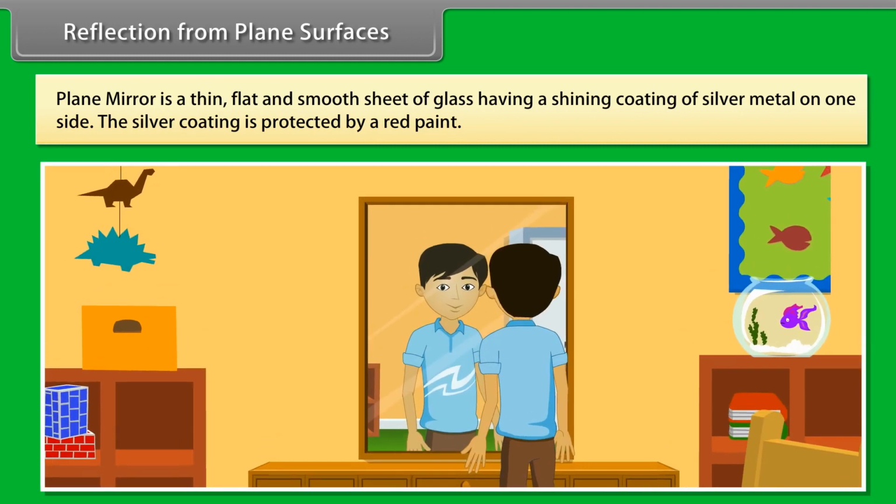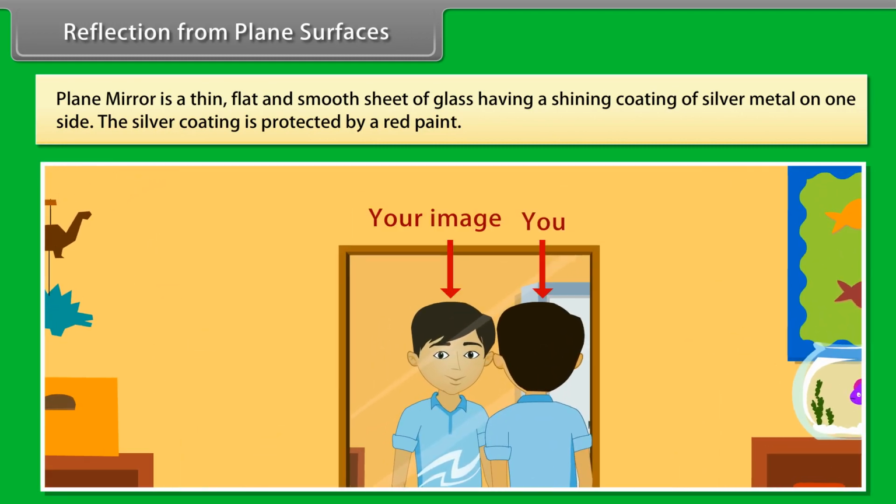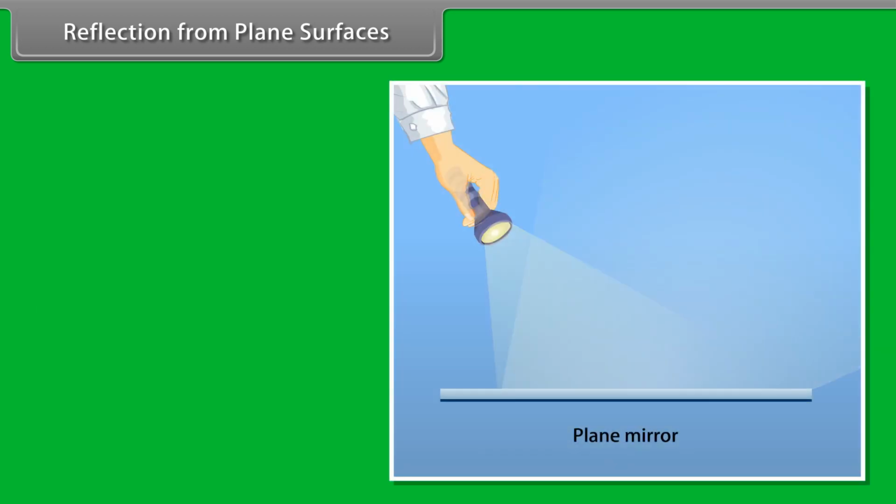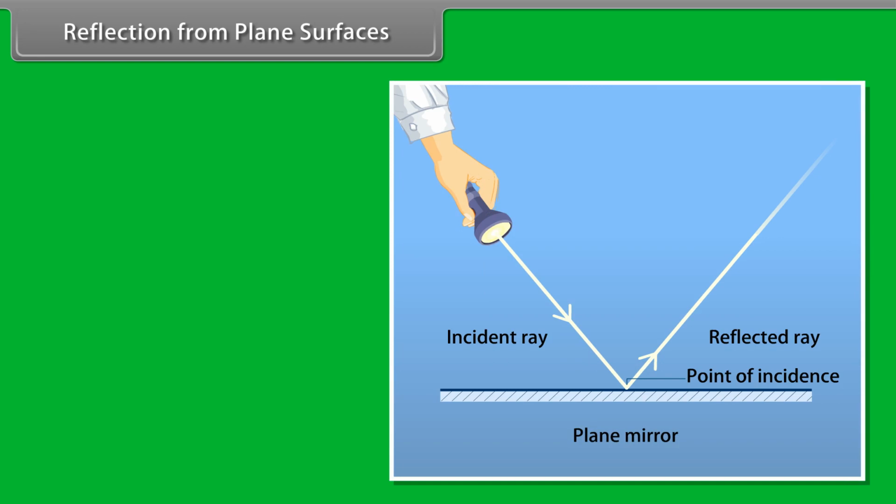A plane mirror is a thin, flat, and smooth sheet of glass having a shining coating of silver metal on one side. The silver coating is protected by a red paint. Meanings of important terms are as follows to understand the figure.